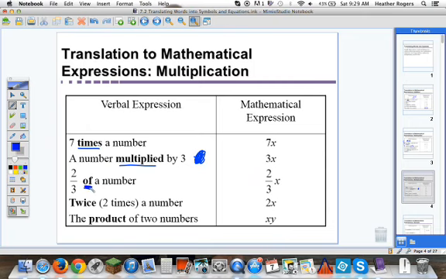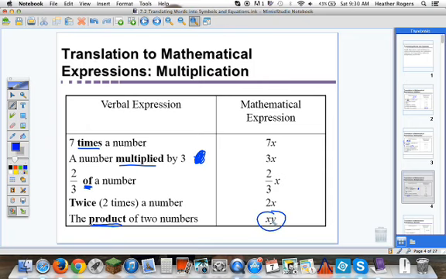2/3 of a number, we know of means multiply, so 2/3 x. Twice means 2 times a number, and then product, just like sum is addition and difference is subtraction, product means multiplication. So if you hear the product of two numbers, you're going to multiply them.